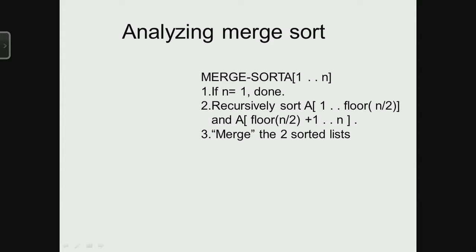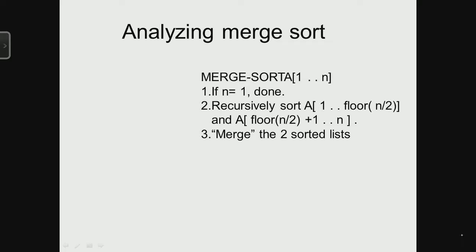Recall merge sort, it is an algorithm implemented on an array of n elements. If the array size is just a single element, it is done. Otherwise, we sort the array of elements in the indices 1 to floor of n by 2, and then the second half of the array whose indices are in the range floor of n by 2 plus 1 to n, and then we merge these sorted lists.